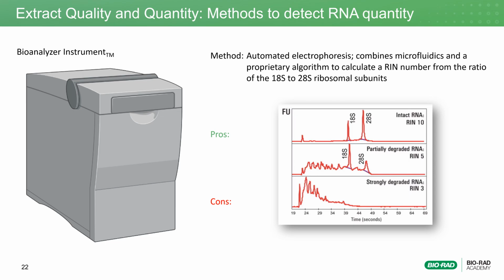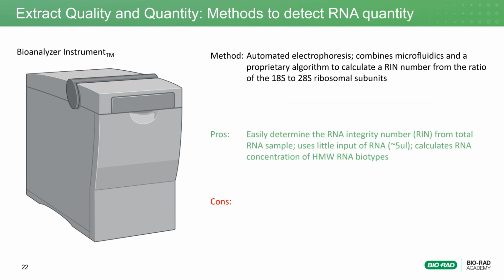Advantages of this system include increased resolution of RNA integrity compared to the gel electrophoresis method mentioned in the previous slide. Additionally, the input volume is minimal, and for high molecular weight RNA, this system can provide the concentration of your extract as well. If you have access to this instrument and you're looking at larger RNA biotypes, this is an acceptable option to validate RNA quantity and quality.